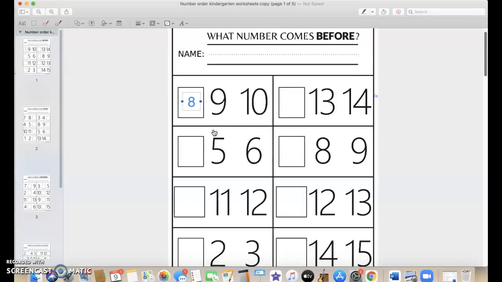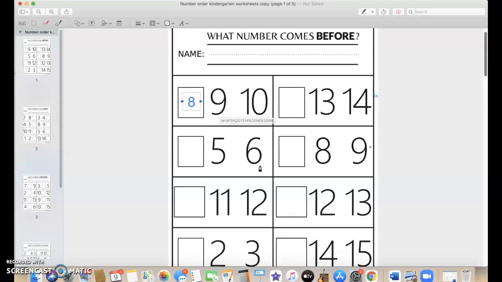Okay, so now that we have our answer in this box, what way do you think this is ordered? Go ahead and pause the video and think of your answer. Okay, so this is ordered from smallest to biggest. So 8 is smaller than 9, and 9 is smaller than 10.